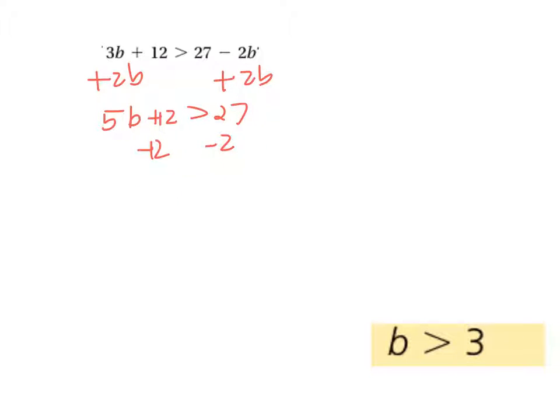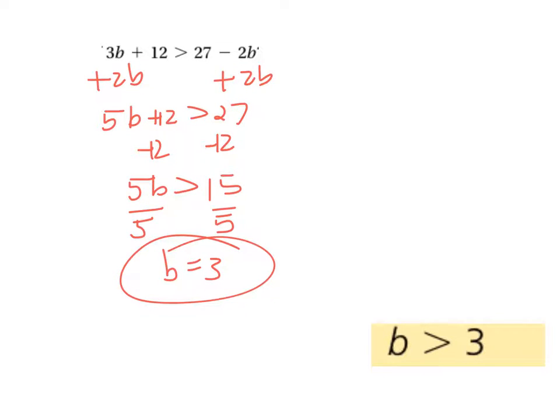So let's try that again. So I'm going to subtract 12 from both sides. That'll work out a little better. So I get 5b is greater than, we're going to get 15. 27 minus 12, right? Now divide off my 5, and b is greater than 3. And there you go. Got a little homework over this one.